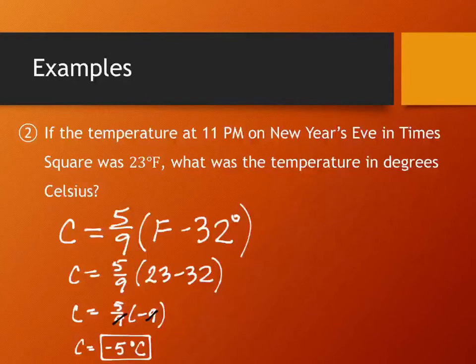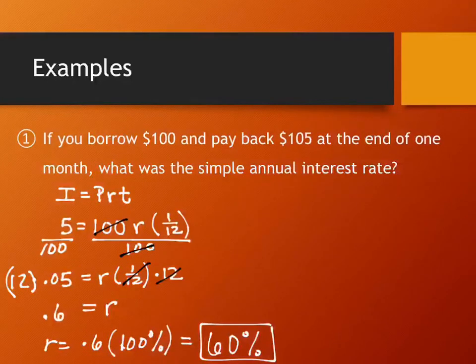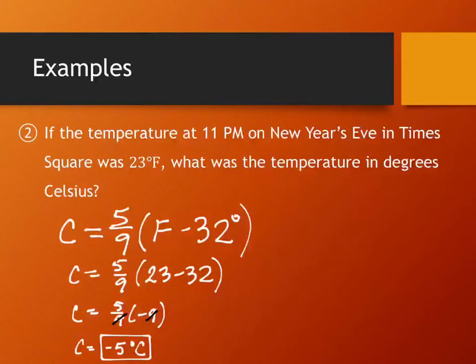Now, I've done it on both problems, but I haven't really drawn attention to it. This one had a percent rate, it has a percentage sign. This one has a degree Celsius sign, right? So your answers need to have units. If you're working with problems that have context, your answer needs to have context as well. So degrees Celsius on this particular problem, the percent on the previous problem.